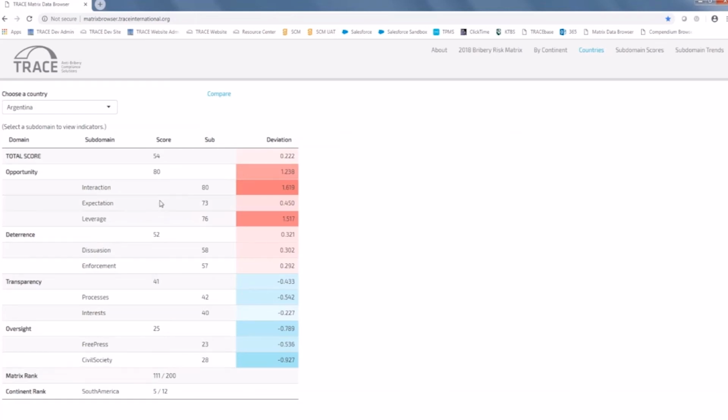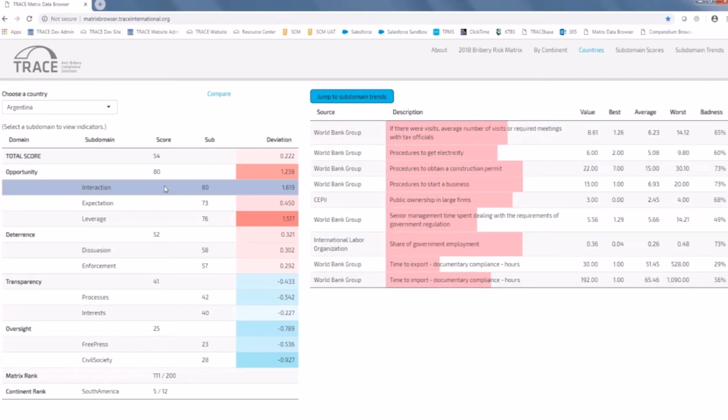And how do we know all this, you ask? Well, let's click on a given subdomain, and here you see every single data point that feeds into this score. Our interaction subdomain is calculated with information from the World Bank, from CEPII, which is the publisher of the Institutional Profiles database, and then one data point as well from the International Labor Organization regarding the share of government employment. For each one of these, you can see the actual original value given to that country for each of these questions in the original scaling.